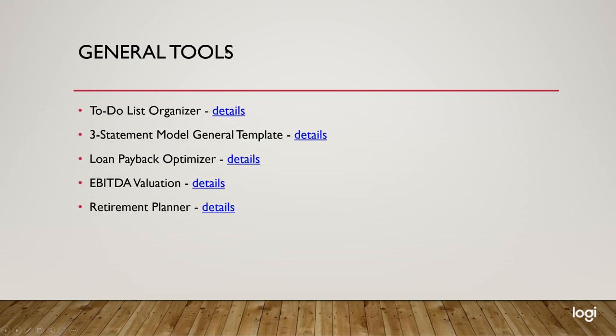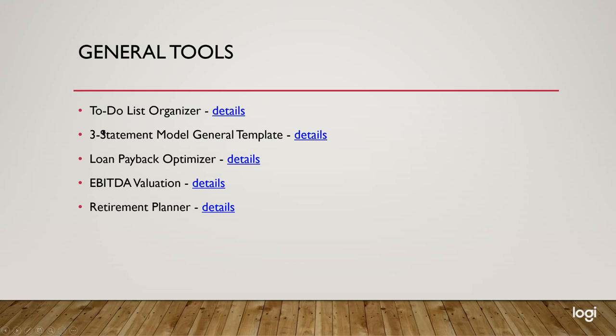I've also got some general tools. So here, a to-do list tracker. This is an organizer that lets you track recurring items, when they were last done, and how many times they were done over time. You can click on the details to see more. I did a general three-statement financial model. This is just designed to fit any case. You'd input the income statement, and then the balance sheet and cash flow statement will populate. You've also got some schedules for CapEx, exit value, inventory.